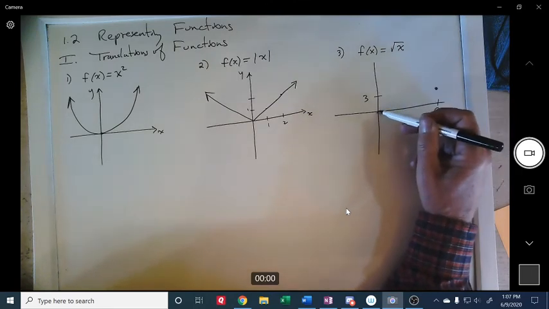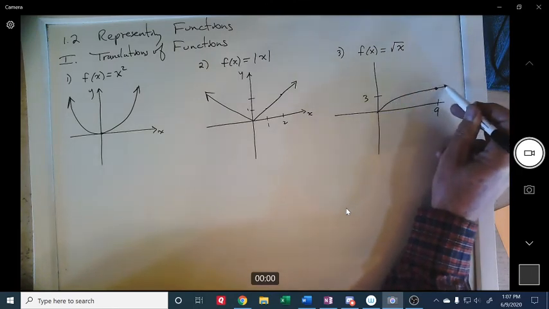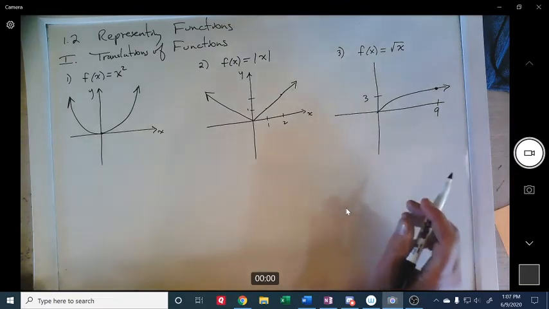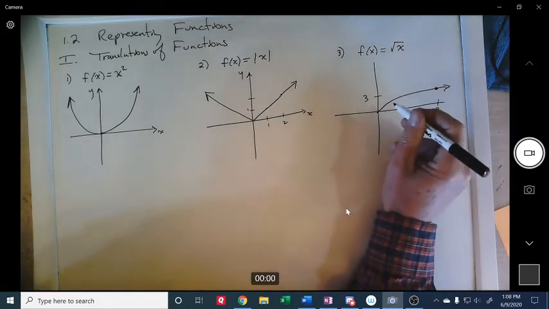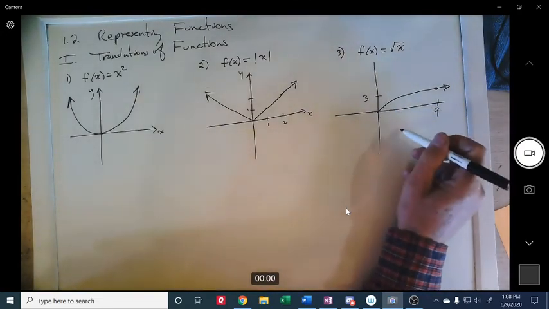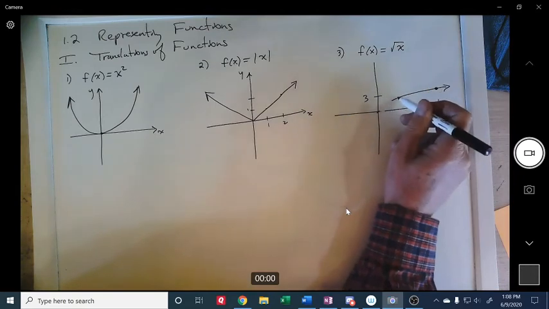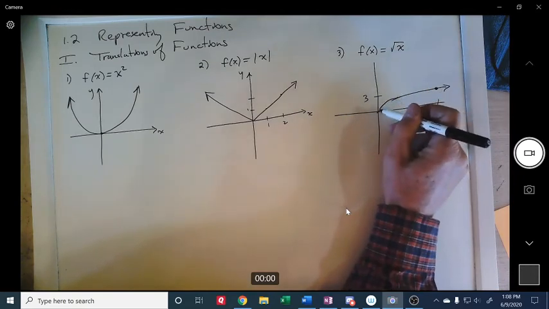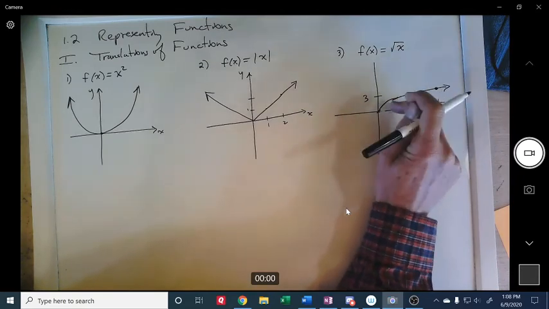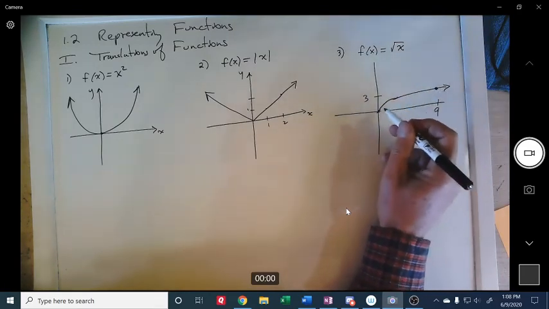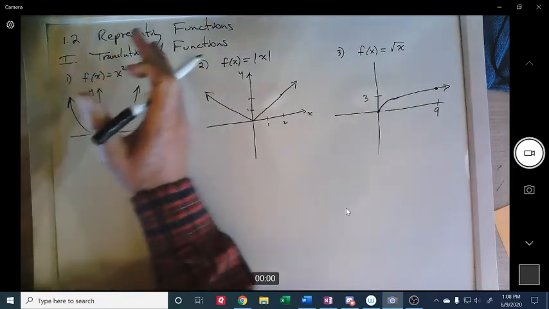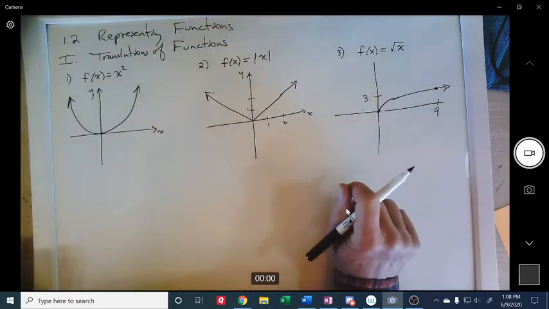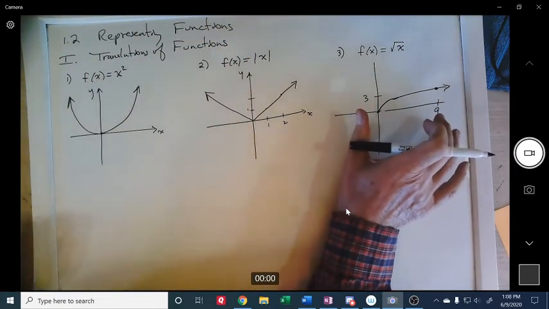So this would look something like this. Now it turns out, I'm making this one look more extreme, but this is the upper half of a sideways parabola. The lower half is missing. And so it's the same. In this one I made it look much wider than I made this one look, but it's just that my scale is very different.